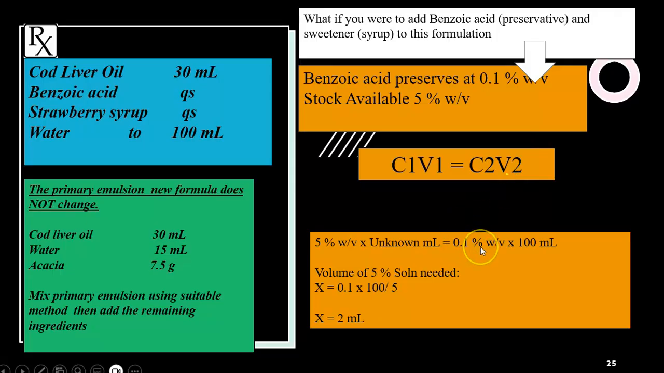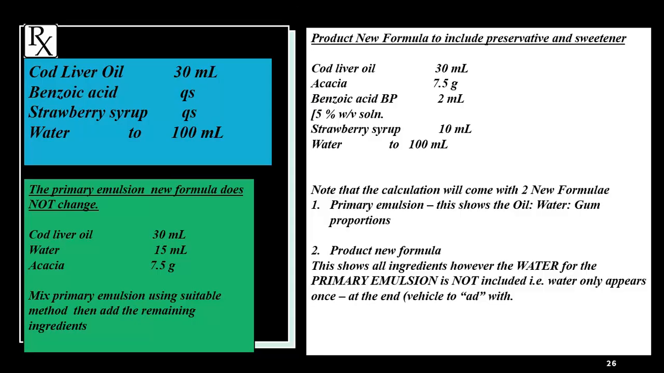We know we want a 0.1% and the product is 100 milliliter. So when you set up your calculation, transpose to make the unknown the subject of the math, then we end up with a 2 ml aliquot, similar to the previous slide, using ratio and proportion. Students are free to use ratio and proportion to calculate the preservative, or you can use C1V1, which is a quicker method. This is what the product's new formula looks like.